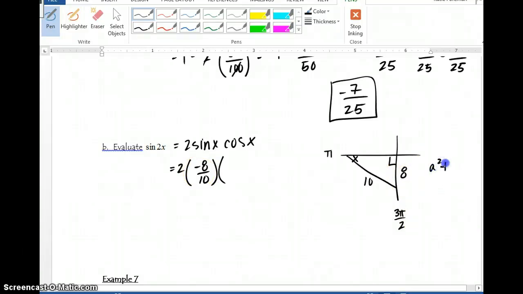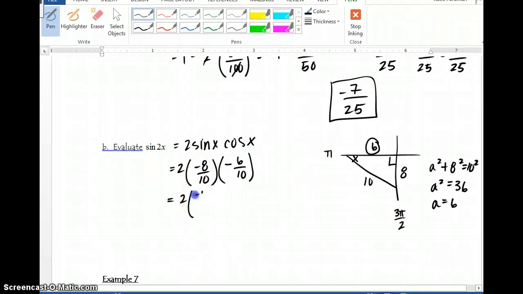So adjacent side, a squared plus b squared equals c squared. 100 minus 64 would give me 36. So this side length would be 6. Cosine in the third quadrant is negative, adjacent over hypotenuse. Now we can do all sorts of simplifying here. This would reduce to negative 4/5. Negative 6/10 would reduce to negative 3/5. And then we won't have to reduce the product. Positive 12 times 2 would give me 24 over 25.